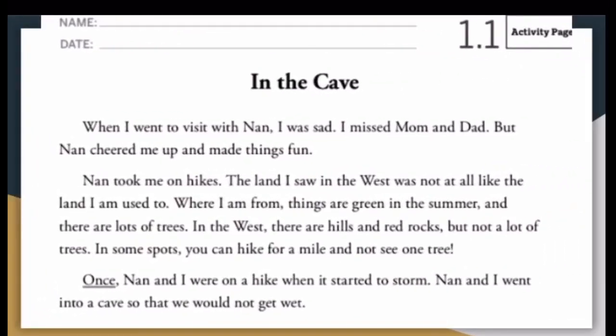Now we're going to read the personal narrative In the Cave. You have this, so you can follow along with me if you'd like, but I'm going to read it to you. Then we're going to fill out a story map together.